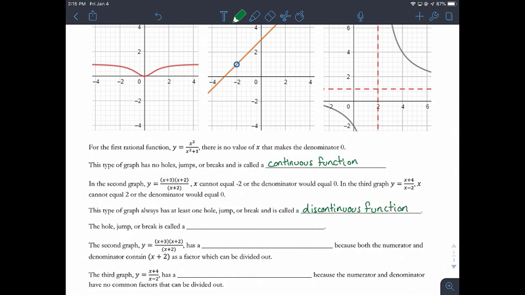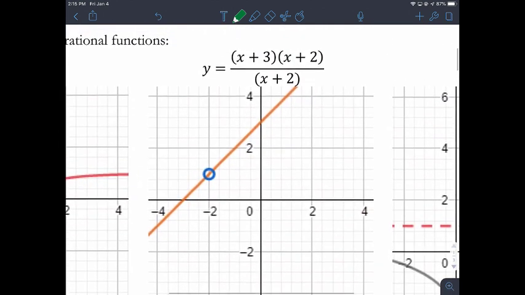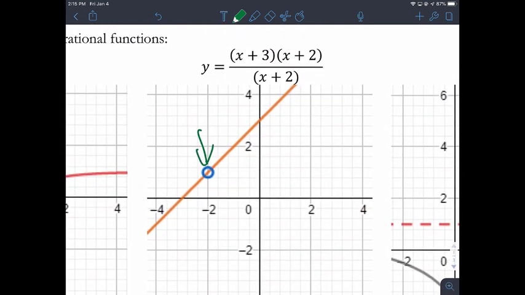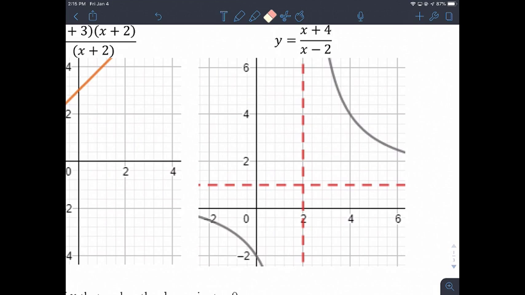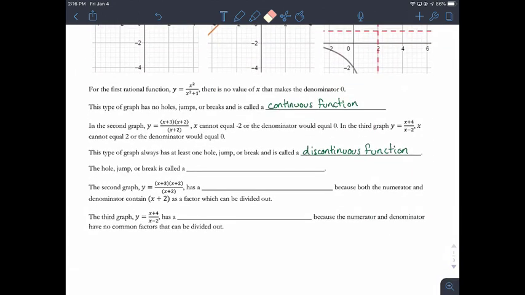Okay, so if we look, we have a hole here, which causes a discontinuity, and here we've got a jump or a break. We know it as an asymptote. This vertical asymptote here is what's causing our break in our graph. It's causing our discontinuity. The whole jump or break is called, as I just said, a discontinuity.